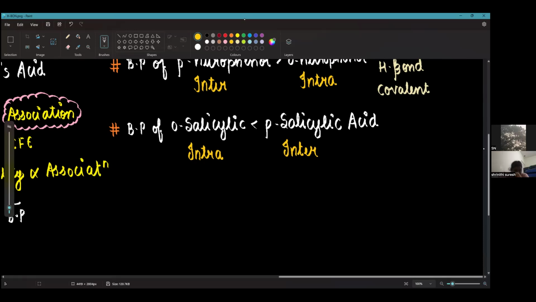Then why does ice float on water? Ice floats on water because of its cage-like structure. It forms four hydrogen bonds, and there are a lot of void spaces over there.